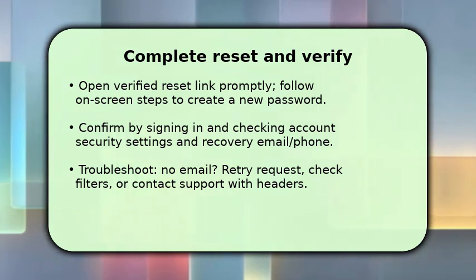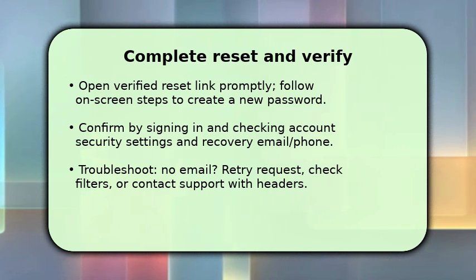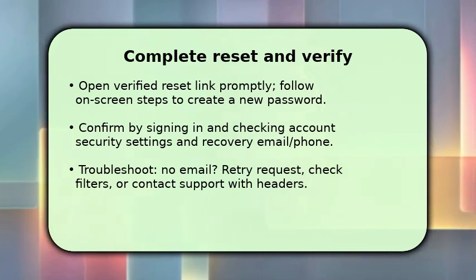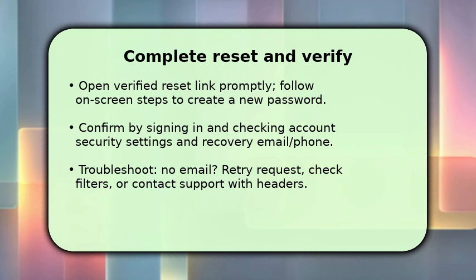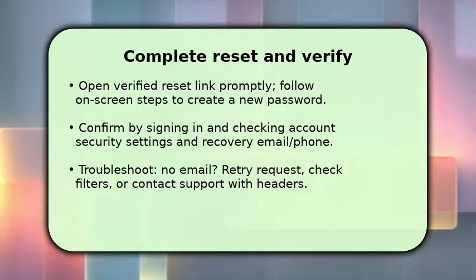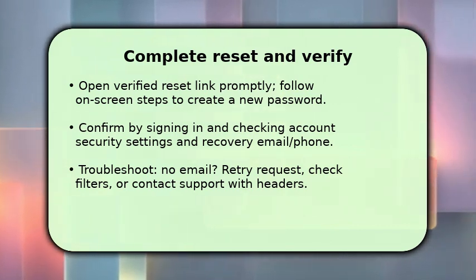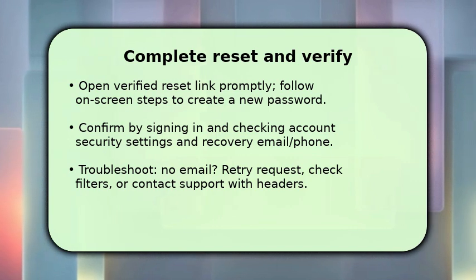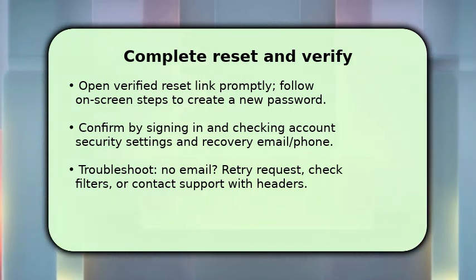After resetting, sign in and verify your recovery email and phone under account security so future resets go to the correct address. If you never receive the email, retry the request, review filters and forwarding rules, and if necessary, contact support. Include the raw headers you saved so they can trace delivery and resolve the issue quickly.